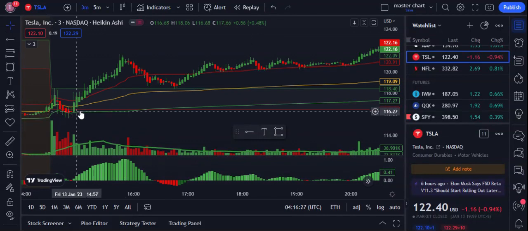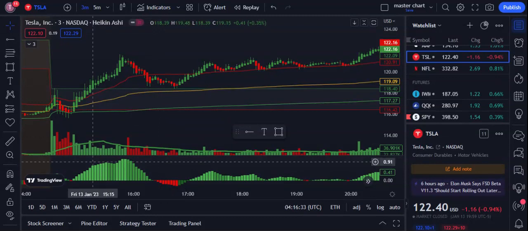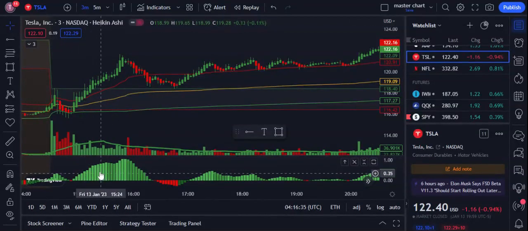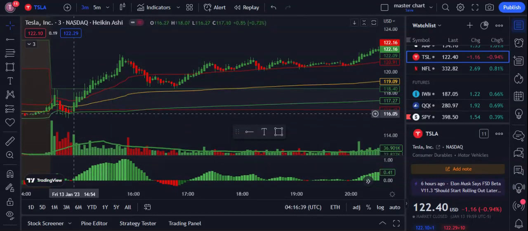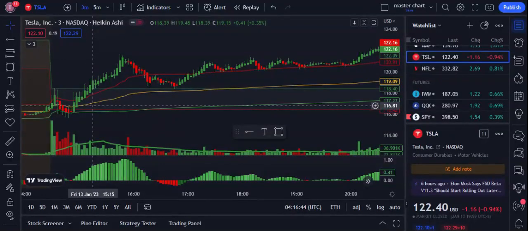So for me, I enter here. We have support at the lower VWAP band. We have support at the open low price. Our 8 and 20 has crossed on our EMA stock indicator. We have volume. I'm entering here to get the lowest premium that I can get.